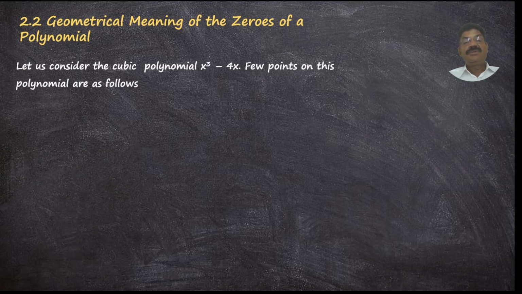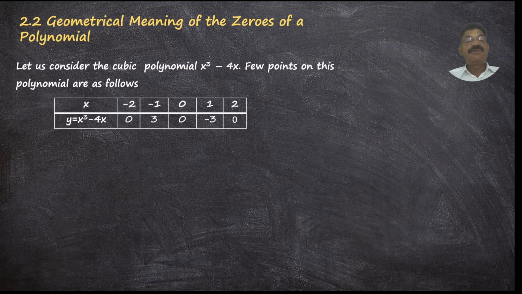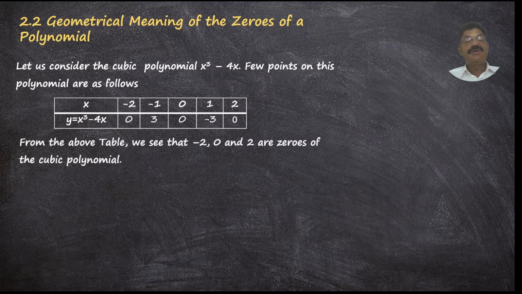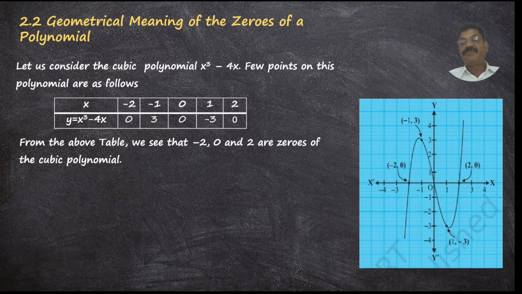Now we go to cubic polynomials. Consider the polynomial x cube minus 4x. You take y is equal to x cube minus 4x and find the points like this. x is equal to -2, y equal to 0, x equal to -1, y equal to 3, and so on. From the above table, you can easily verify that -2, 0, and +2 are zeros of the cubic polynomial because at those values, y is equal to 0.